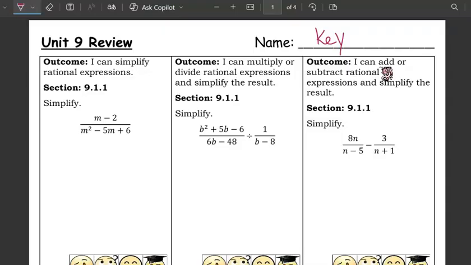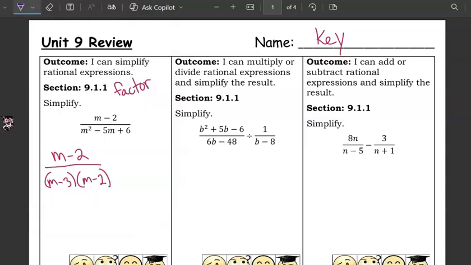The first thing you want to do before you simplify completely is to factor the numerator and the denominator. Looks like the numerator is already factored, so we could just bring it down. The denominator: find two numbers that multiply to 6 and add to -5. They're both going to be negative. -3 and -2. -3 plus -2 is -5, and -3 times -2 is +6.